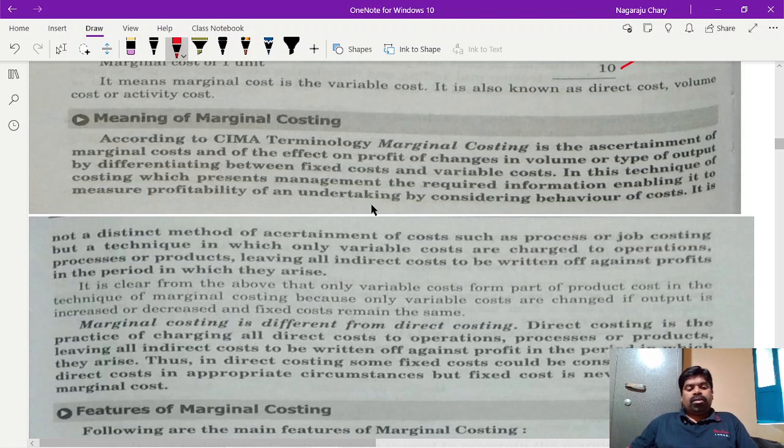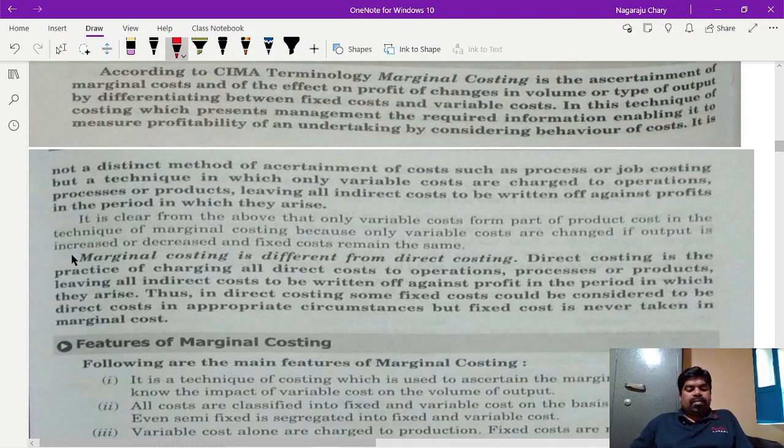So that's why marginal costing is different from direct costing. Direct costing is the practice of charging all direct costs to operations, processes or products, leaving all indirect costs to be written off against profit in the period in which they arise. Thus, in direct costing, some fixed cost could be considered to be direct cost in appropriate circumstances, but fixed cost is never taken into managerial cost. So this is marginal costing.